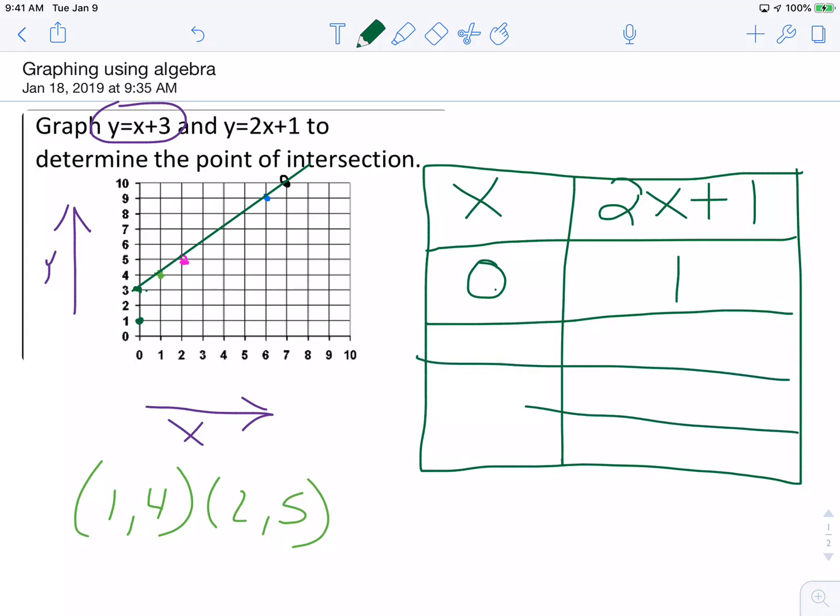Go ahead and try the rest on your own. It's actually pretty easy with the use of a function table or input output. This is what you put in, this is what you get out.